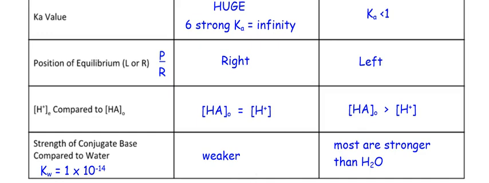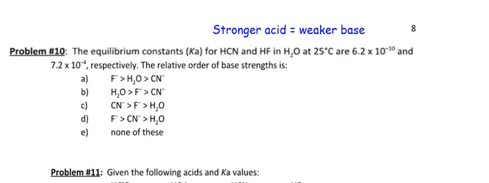Okay, let's go on. Problem 10 says the equilibrium constants of Ka for HCN and HF in water will be 6.2 times 10 to the -10. That's your HCN, your hydrocyanic acid, and your hydrofluoric acid is 7.2 times 10 to the -4th. The relative order of base strength is, and I wrote, the stronger the acid, the weaker the base. So you pause this and think about it and see what you end up with.